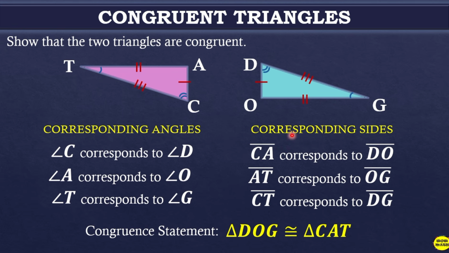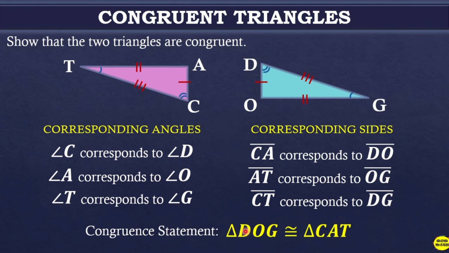So, pwede mo i-check. CA, ito si CA, yung first two. So, dapat first two rin, DO. So, ayun po siya. AT, yung last two. So, last two rin, OG. And then CT, yung first and last, DG, first and last din. Okay, so mache-check nyo po yan doon.